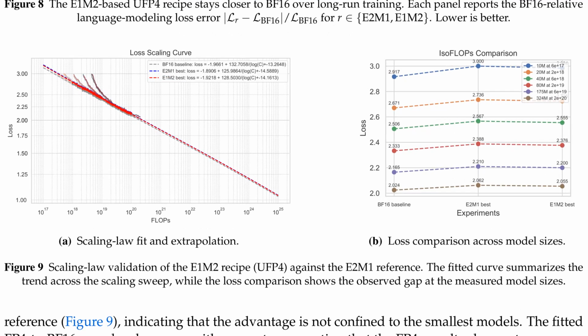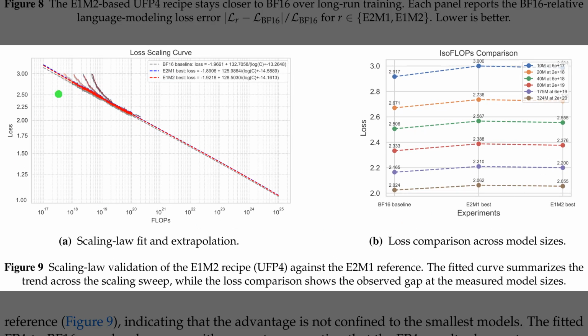Alright, Figure 9 validates these scaling gains across model sizes from 10 million to 324 million parameters. On the left, Panel A plots the loss scaling curve against training compute. The red line, representing the uniform grid, consistently stays below the blue line of the non-uniform format across all budgets, which shows that avoiding shrinkage bias scales reliably. On the right, Panel B displays an isoflops comparison. This comparison reveals that the uniform grid maintains a smaller loss gap to the baseline across every single model size tested.